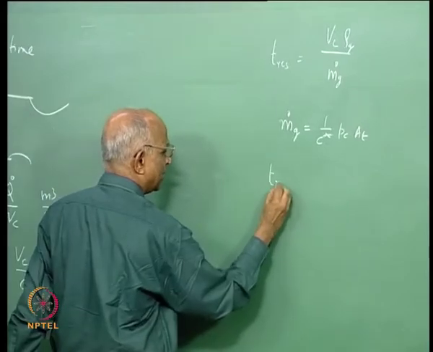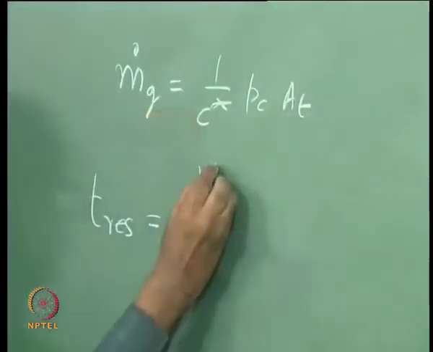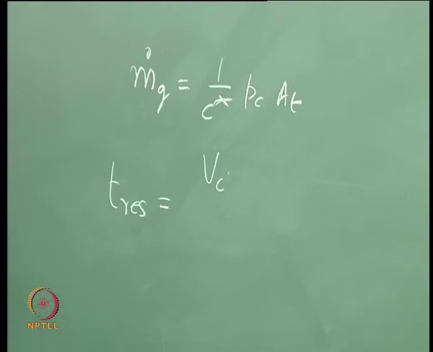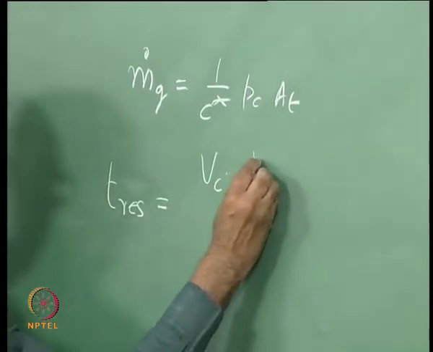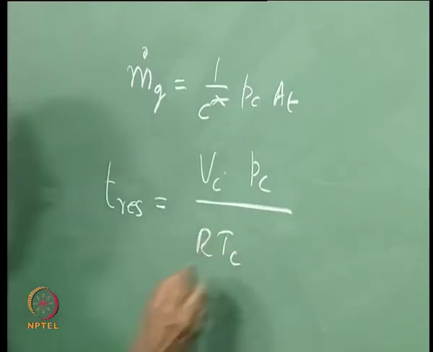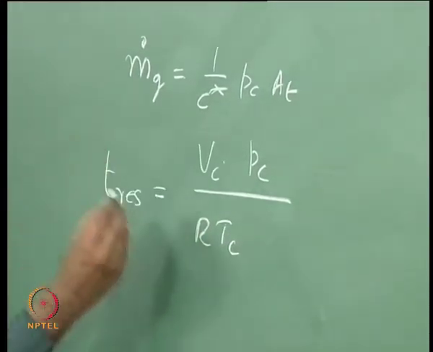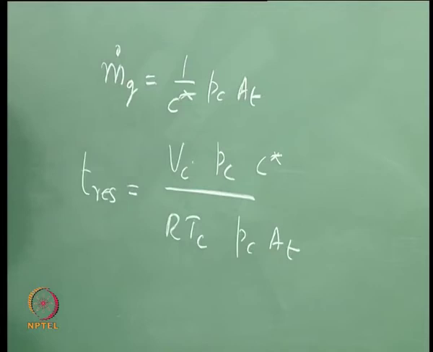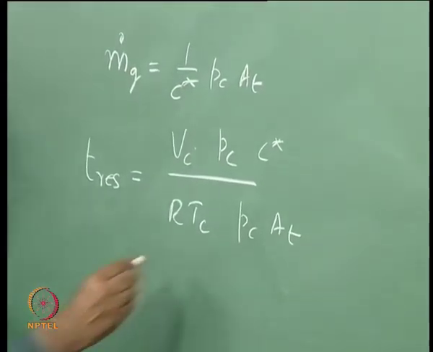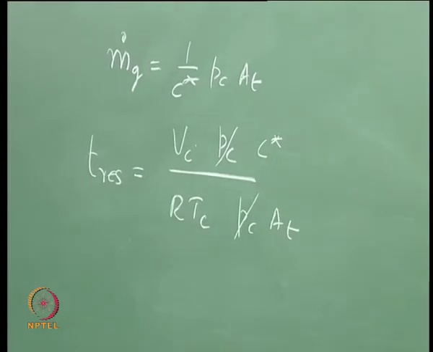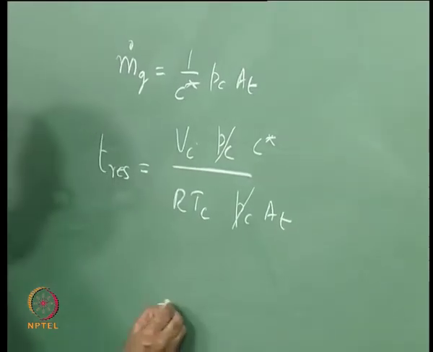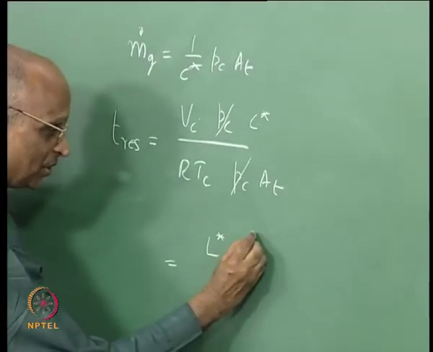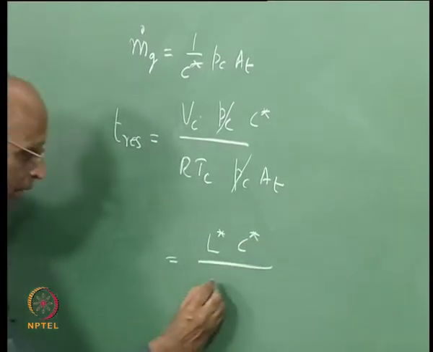Therefore, I can still write T residence as equal to Vc, what is rho g? PV is equal to MRT, M by V is density, therefore rho is equal to Pc by RTc, divided by m dot g. C star comes upstairs, so over here Pc At over here. And therefore, now I can cancel the Pc out, it is not a function of chamber pressure anymore. And therefore, I get Vc by At, which we have defined as L star, anyway we know it is residence time, into C star divided by RTc.